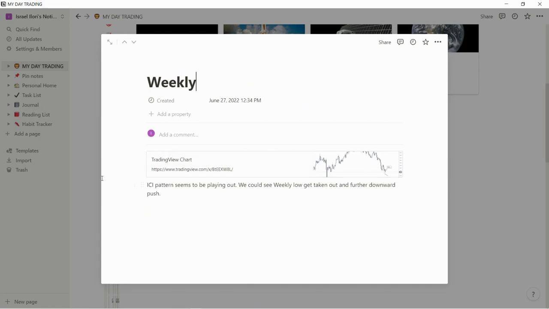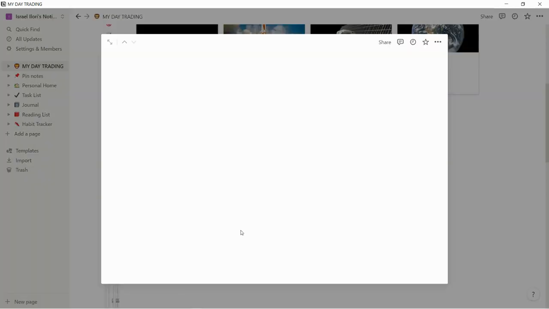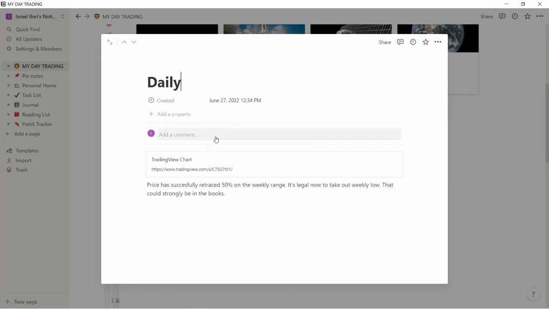Then on the daily, the price has successfully retraced 50% on the weekly range. It's now legal to take out the weekly low. That could strongly be in the books. That was exactly what happened on the daily as well.